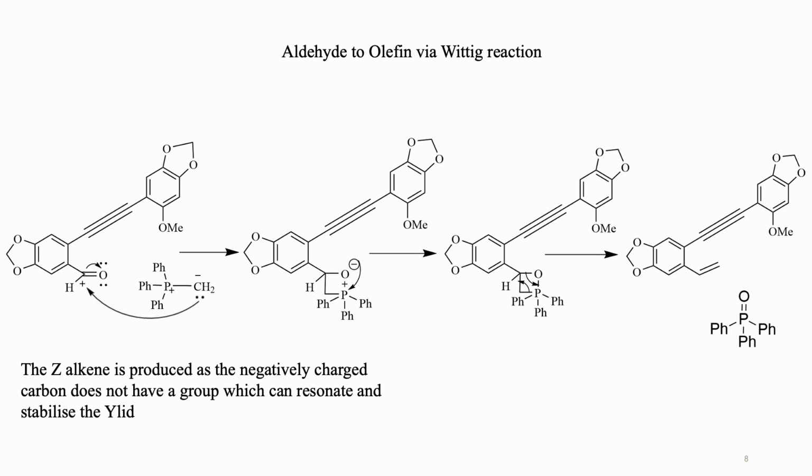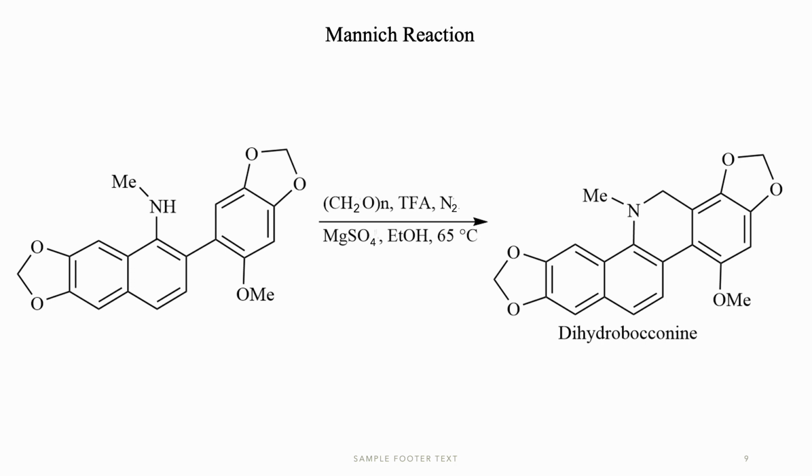Following this, electrons on the oxygen atom attack the phosphorus ion to form a new bond and a box-like intermediate. The oxygen atom shifts the electrons from the carbon-oxygen bond to form the double bond in the triphenylphosphine oxide. The phosphine then gives up its electrons, and the electron density shifts towards the carbon to form the olefin. With the stereoselectivity, the Z-alkene is produced, as a negatively charged carbon does not have a group which can resonate and stabilize the ylide. The last reaction is the intramolecular Mannich / oxidation cascade reaction.